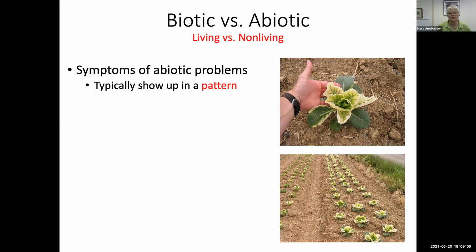So a couple of tips when you're trying to figure this out yourself in your own garden. Symptoms of abiotic problems or non-living factors typically show up in a pattern. And so whether that pattern is on the plant part or on the plant as a whole or in the planting, you'll typically see some kind of pattern. So if you spread too much fertilizer, then you'll see a pattern that follows the fertilizer spreader. If you have frost injury, you'll see it in areas where cold air collects. So be on the lookout for some type of pattern, which can often indicate an abiotic problem.